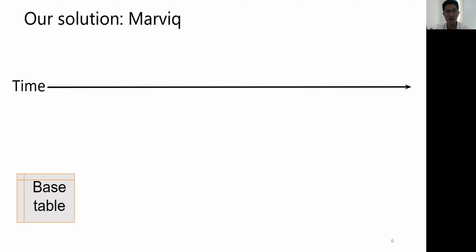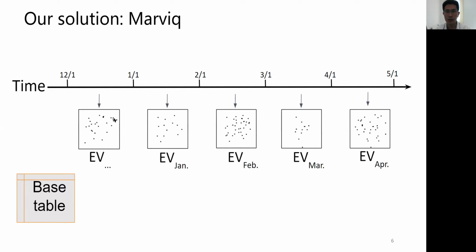Suppose this line is time and can be treated as a numerical attribute. Marviq first divides it into intervals, for example, by month. Then it pre-computes the exact visualization of each interval, which we call EV. For example, the exact visualization of January, February, March, and April.